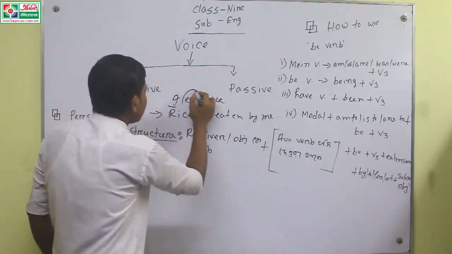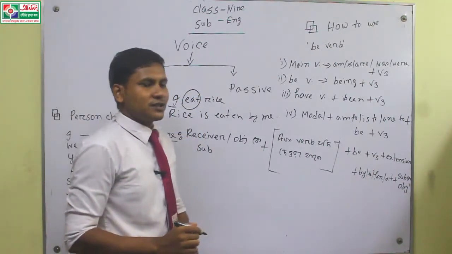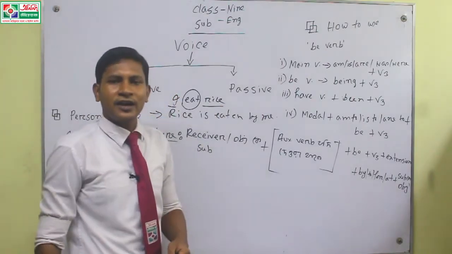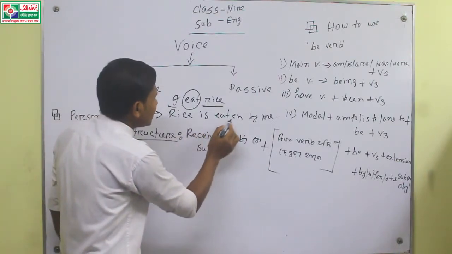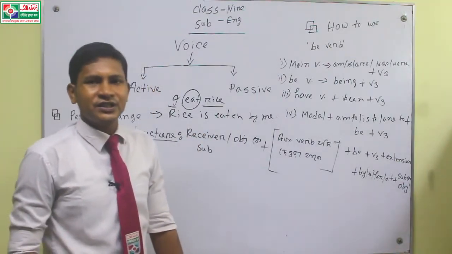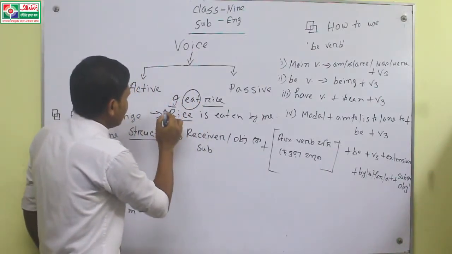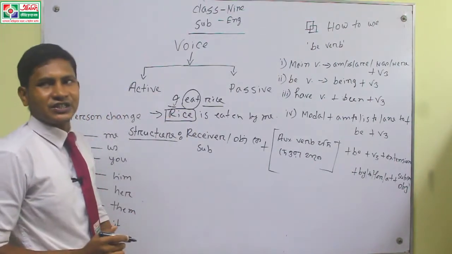Who eats rice? If you question the verb, by what words do we find rice? Who eats rice? I eat rice. Then, rice is eaten by me. Who has eaten rice? We don't find who has eaten rice. So here the subject is inactive.